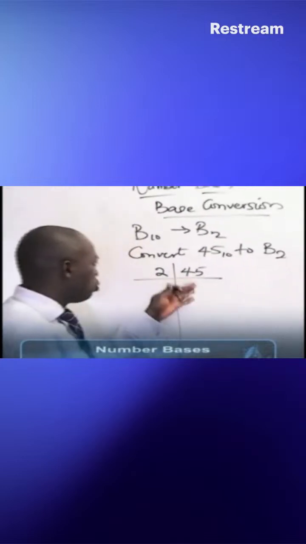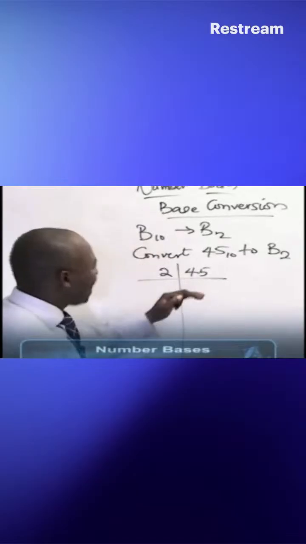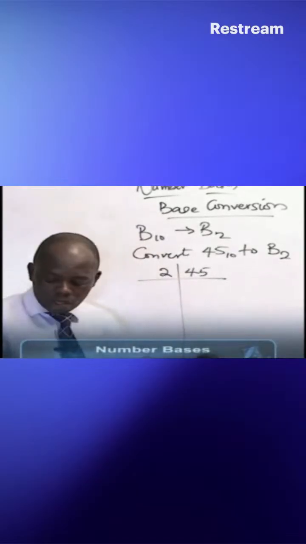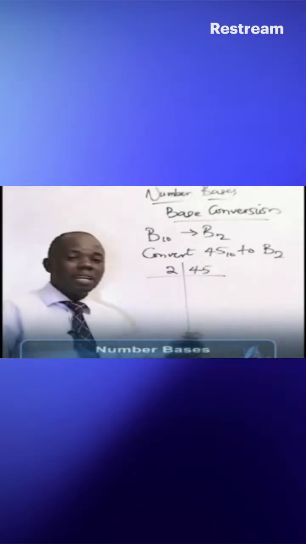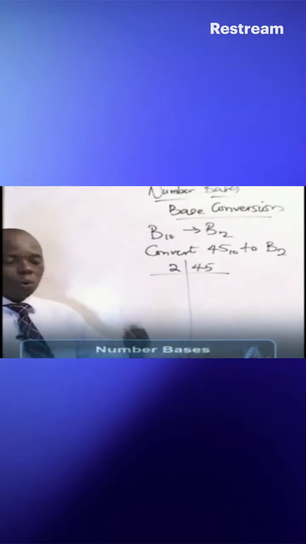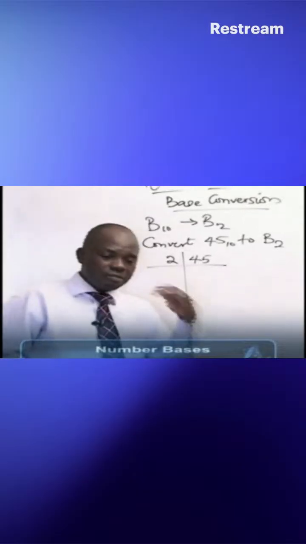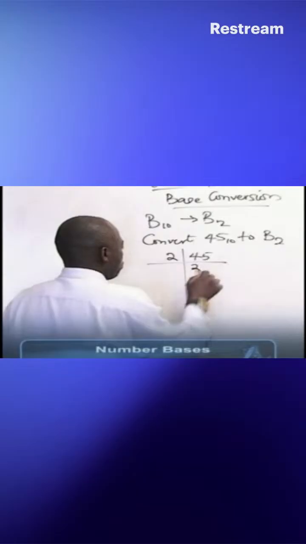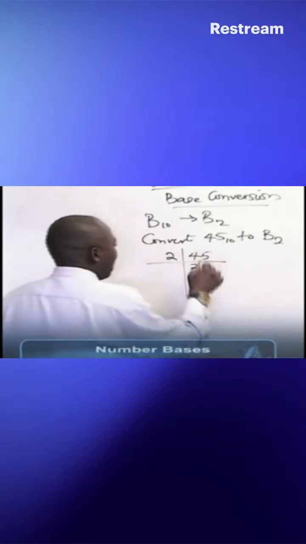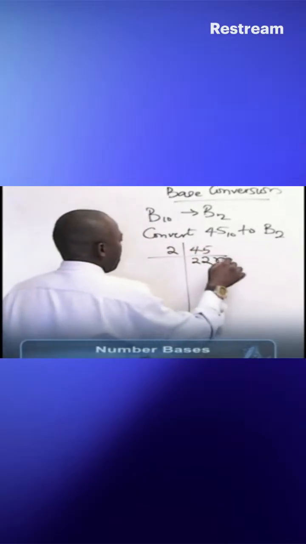Then you use 2 to divide 45 consecutively until you get to the last number where 2 cannot go, is not divisible by 2. So if you take 2 in 4, you have 2. 2 in 5, you have 2 again, remainder 1.